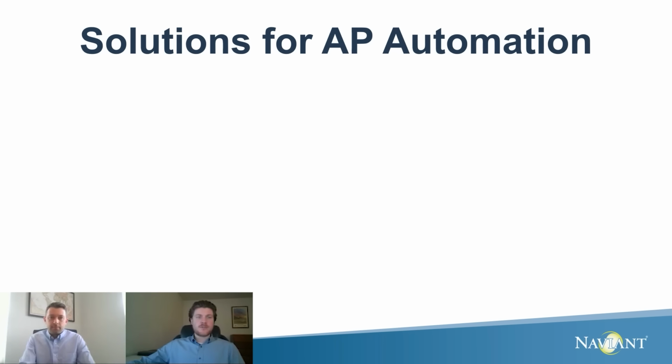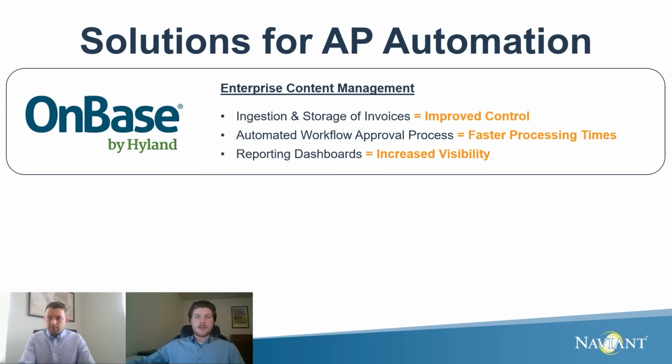And for Navient, the two tools that we use to address accounts payable automation are, one, OnBase, which is a best-in-class enterprise content management platform. It gives your organization the capabilities for ingestion and storage of invoices, an automated approval workflow process for approval of those invoices, and reporting dashboard capabilities. And the result of deploying OnBase within the accounts payable space is improved control over the accounts payable process as a whole, overall faster processing times, and increased visibility as well.